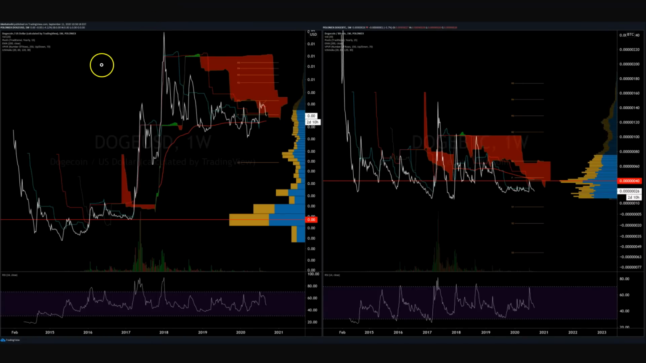DOGE on the weekly hasn't been above the cloud since 2018. So that's really what you're watching on the USD pair. Is it ever going to be above the cloud ever again? That's the question. Same thing with the weekly.